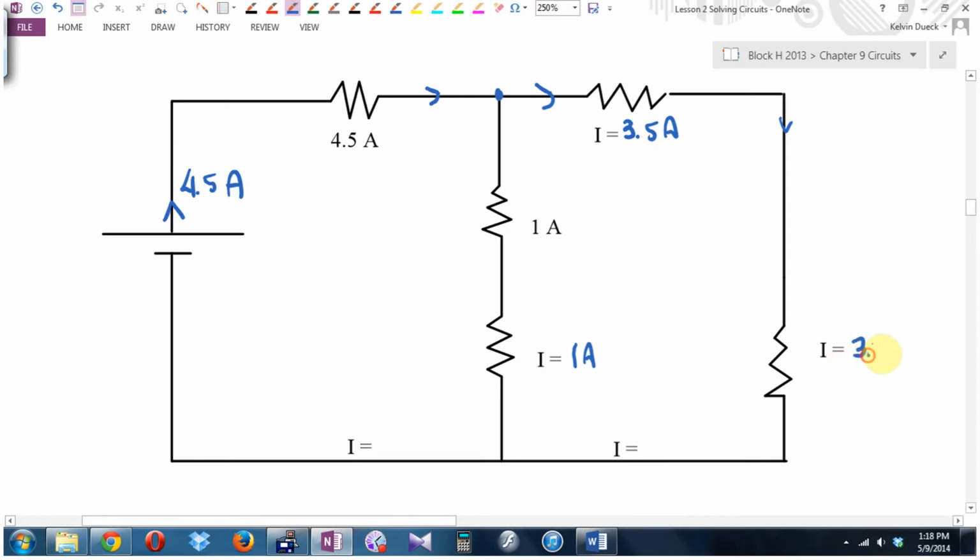3.5 amps. And by the way, I'm using generic resistors instead of light bulbs to say this works for any appliance you hook up, okay? How many amps right here at the bottom? Still 3.5. Going which way? How many amps at the bottom right here? 4.5.